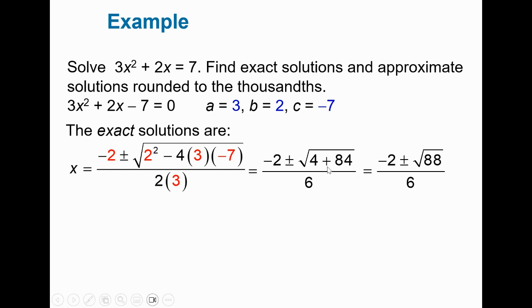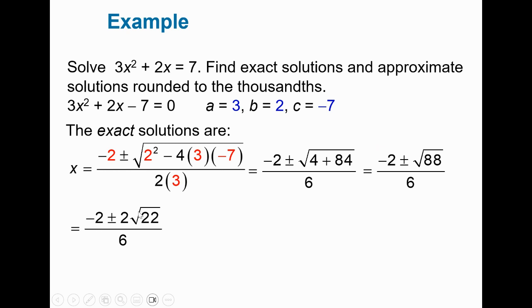Right here he could have separated these two. I don't know why he added, but he's going to add it and then separate it over here. 88 can be expressed as radical 4 times 22, the square root of 4 times 22. And then separating radical 4 and radical 22, the square root of 4 here becomes the whole number 2.